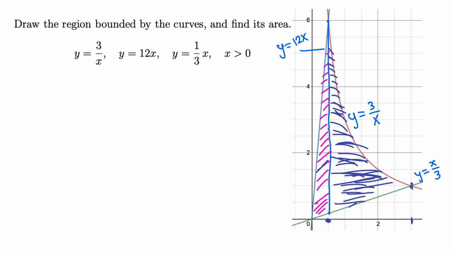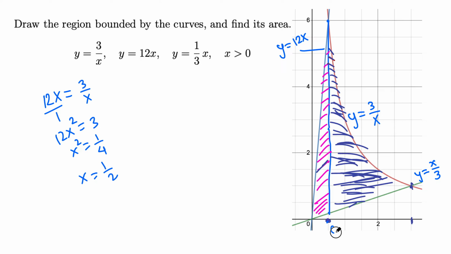Okay, so let me find this point of intersection. That's how we can find this x coordinate. So this is the point of intersection of 12x and 3 over x. So we're going to set them equal. 12x equals 3 over x. This over 1, cross multiply, 12x squared equals 3, divide by 12, 3 over 12, 1/4, take a square root, 1/2, plus minus, but we are working on positive, so x is 1/2, 0.5.